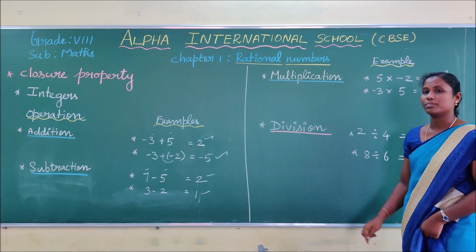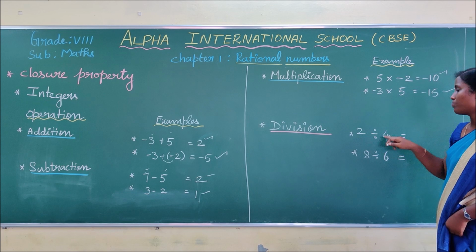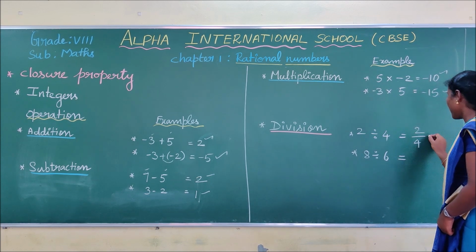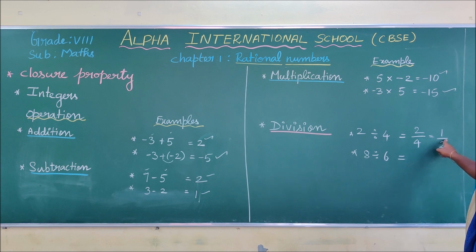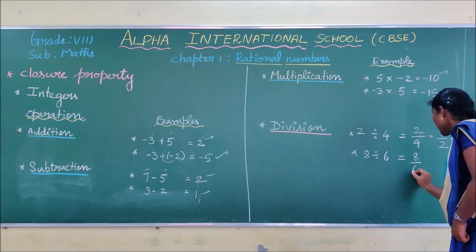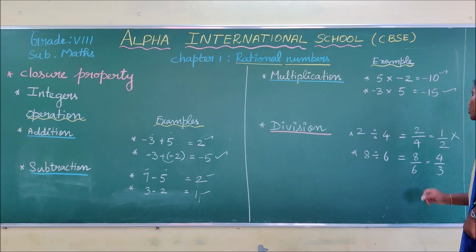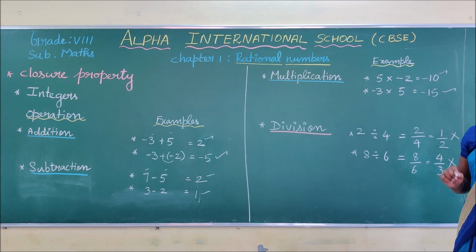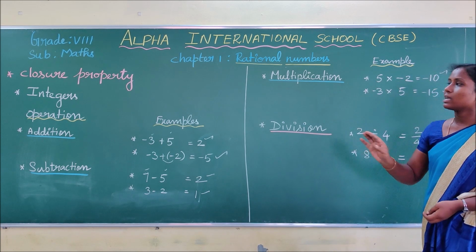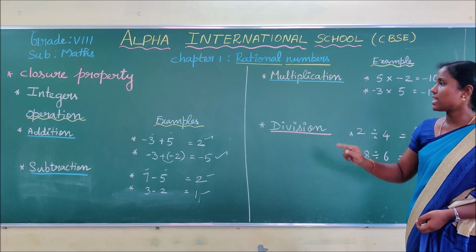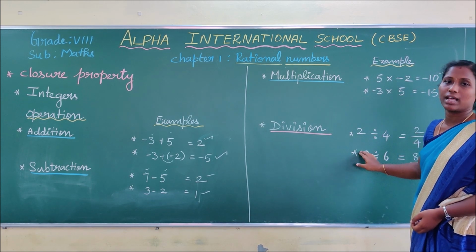Now, let us check for division. See, if we divide the integer 2 by 4, what is the result? 1 by 2. Is 1 by 2 an integer? No, it is in the form of a fraction. So, it is a rational number, it is not an integer. Look at the second example, 8 divided by 6. The result will be 4 by 3, because if you cancel, 4 is from 8 and 3 is from 6. Here also we are getting a fraction, it is not an integer. So, what is the result? The integers are not closed under division. So clearly, the integers are closed under addition, subtraction and multiplication, but not closed under division.